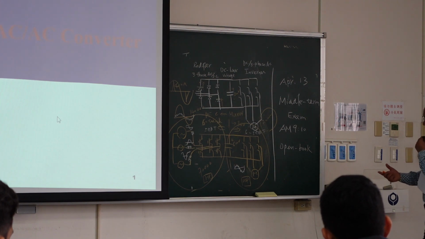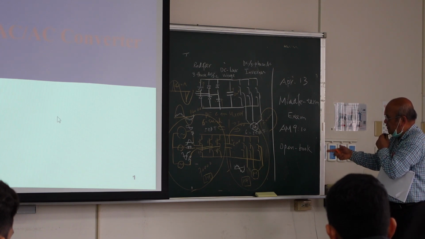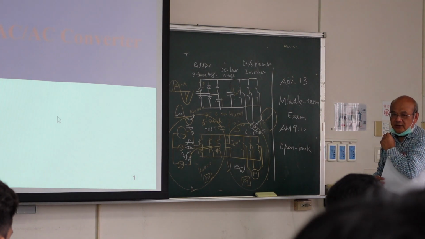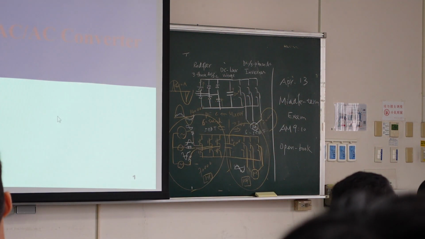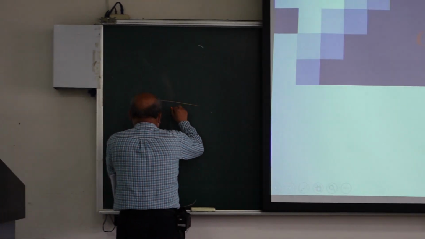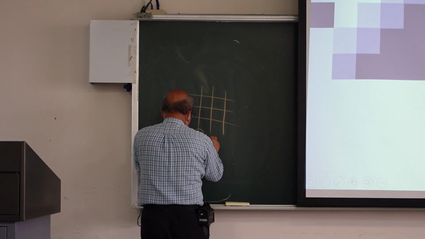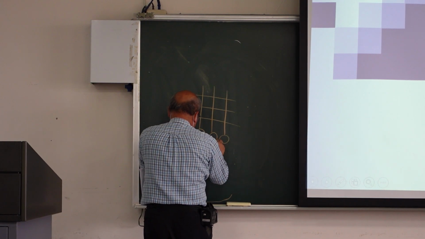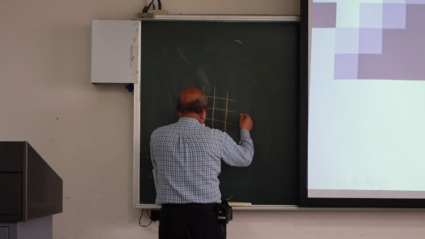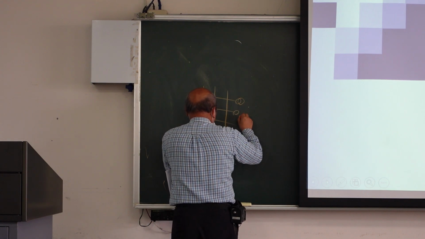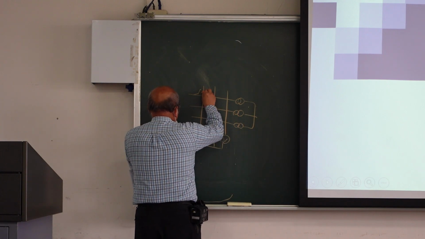So some people say, can we reduce 2 stages into 1 stage? This is a fundamental idea. If we can remove the 2 stages and only use 1 stage, then the idea is like this. We have 3 phases, and then we have a load here. Then we use 9 switches.